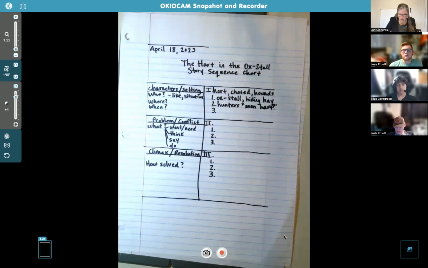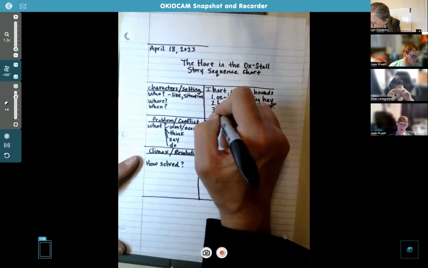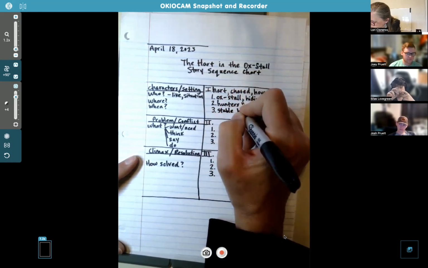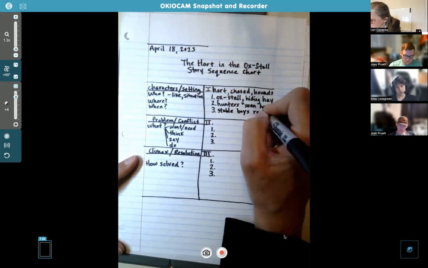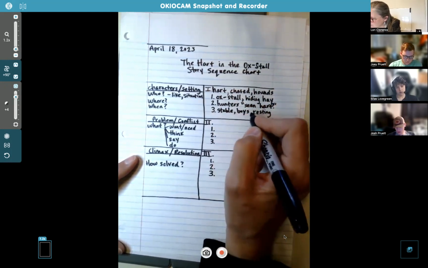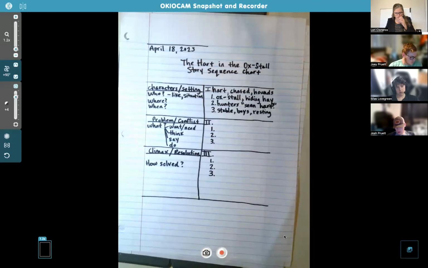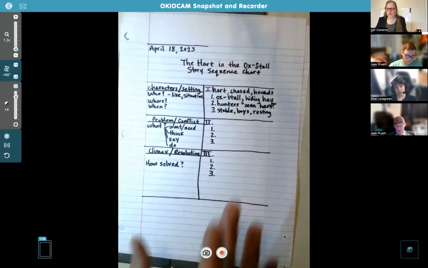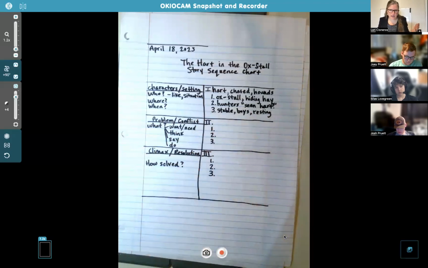And then after the hunters, who comes in the story next? The master. Before the master. The stable boys. Yeah, there you go, the stable boys. And what were they doing at the time? Resting. I'm just going to put stable boys resting. So here we go again. The rules are the same for these keyword outlines: 3 words maximum, and you can use symbols and all that for free.